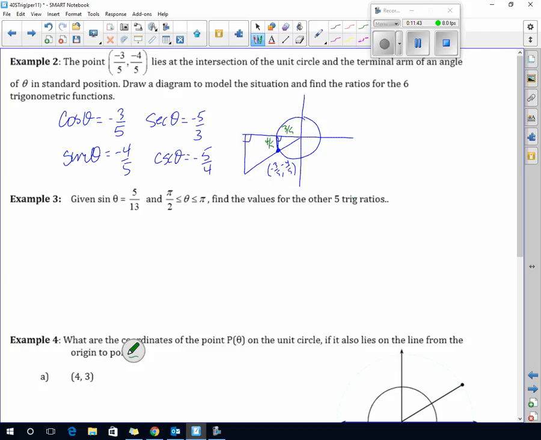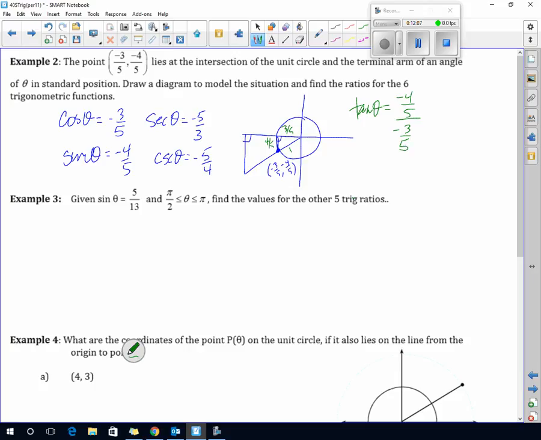So what is my hypotenuse going to be? Well, it has to be 1 in the unit circle, so I don't even have to solve that. But anyways, what is my tan going to be? Tan theta would be negative 4/5 divided by negative 3/5.